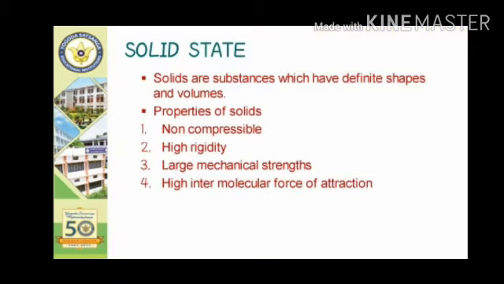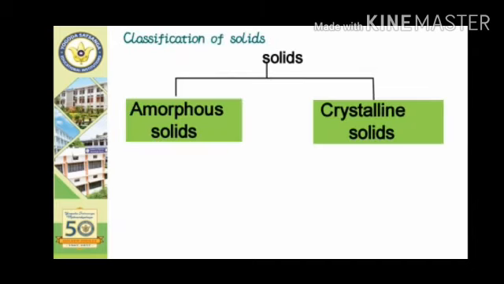Students, we know solids very well. We know that the intermolecular force of attraction among solid particles is very high, and due to this, solids are non-compressible, rigid and hard. Their volumes and shapes are definite. Now, classification of solids. There are two basic types of solids: amorphous solids and crystalline solids. I will explain both types of solids one by one.